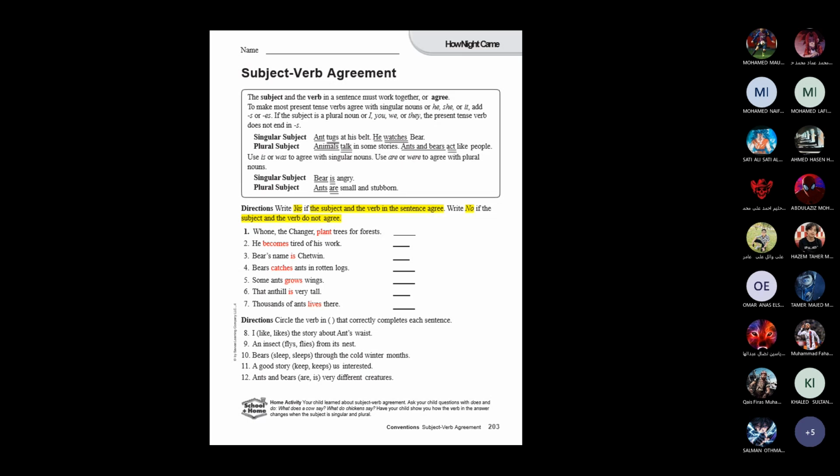Okay, very good, guys. One more thing you have to know, guys. Pay the attention for that. When you get the articles A or AN, A or AN means one. When I say an insect, that means I say one insect. That means it's singular. When I say a good story, that means I'm saying one good story. A or AN means one, and we know that one is singular. So an insect, that means the subject is singular. A good story, one good story, so the subject is singular. So pay the attention for that.